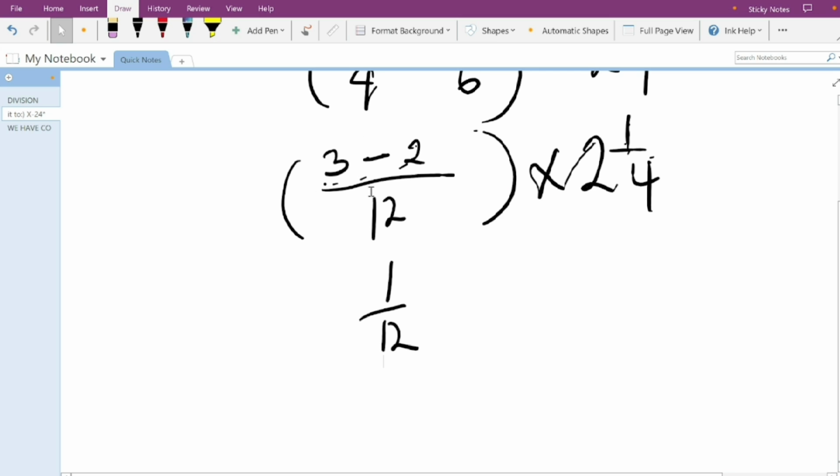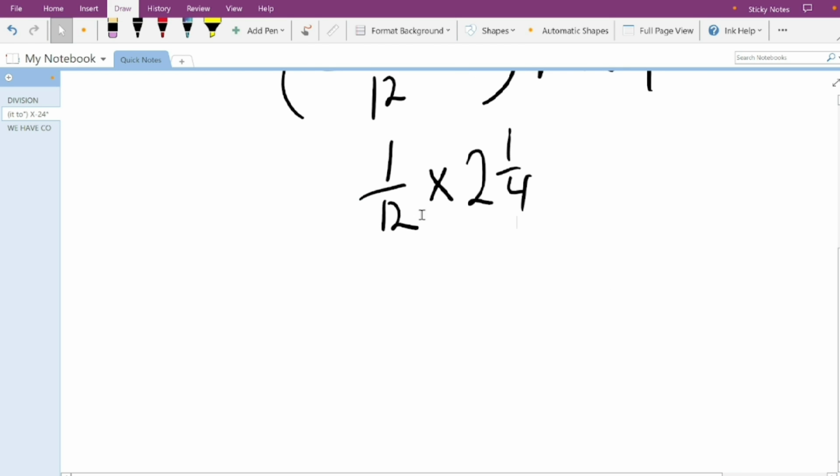We're done with what is in the bracket, so we can discard the bracket and we still have 2 whole number 1 over 4. But when it comes to multiplication of fractions, you can't just start solving with this. You have to convert this from a mixed fraction to an improper fraction, then you can multiply. You have 1 over 12 times, you have 2 times 4, or 4 times 2, 8, plus 1, 9. So we have it as 9 over 4.